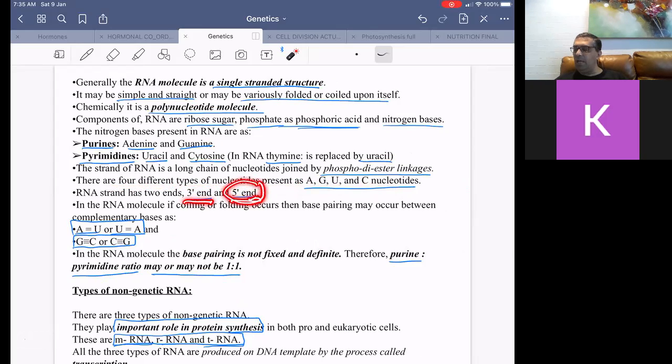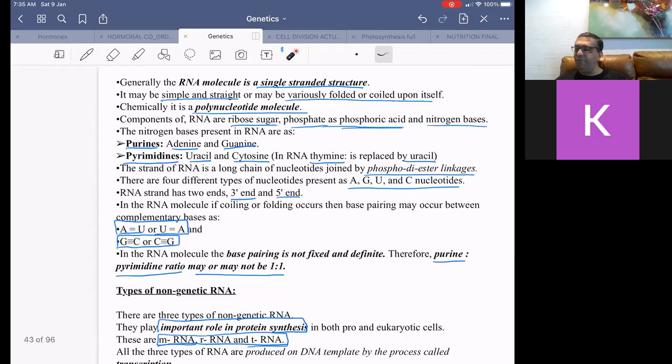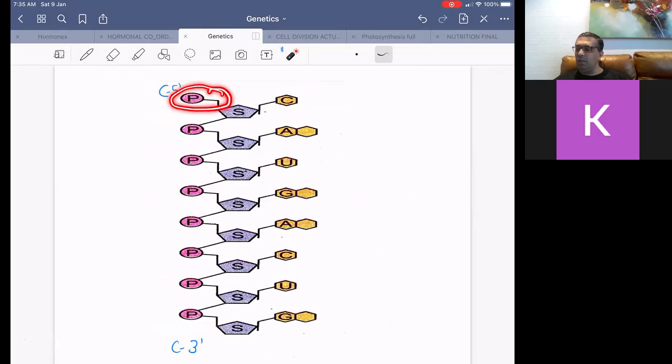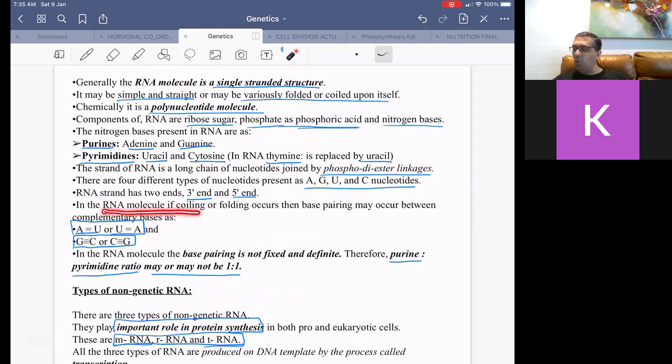At the fifth carbon, there is a free phosphate. At the third carbon, there is a free hydroxyl. At the fifth carbon, the free phosphate is called the C5 end. At the third carbon, the free hydroxyl is called the C3 end. That is same. If the RNA molecule is coiled or folded, base pairing takes place. Adenine pairs with uracil, or uracil pairs with adenine, by two hydrogen bonds. And guanine pairs with cytosine, or cytosine pairs with guanine, by three hydrogen bonds.